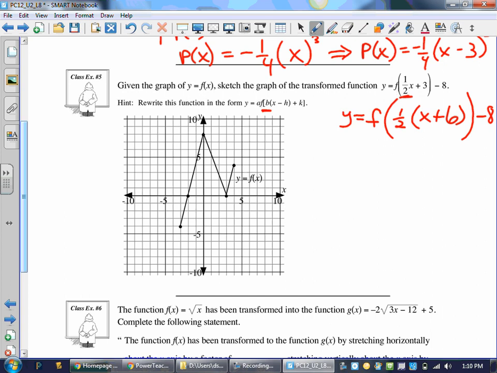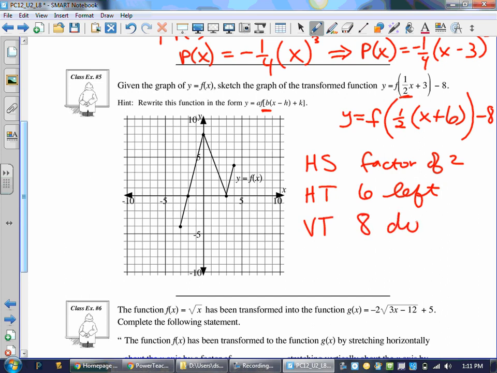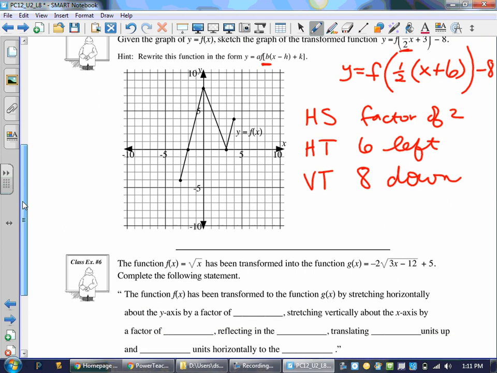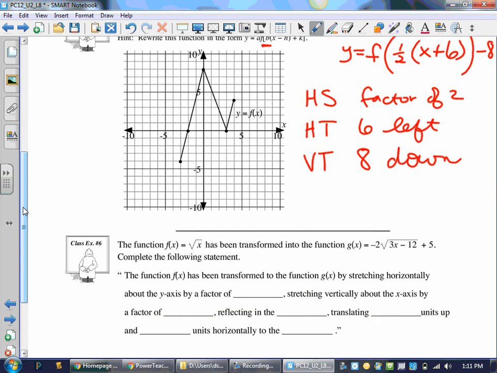Okay, so now we can do all these things to it. We can talk about what's happening. We have a horizontal stretch by a factor of 2, exactly. We have a horizontal translation, and we're going to go 6 units to the left. Correct? And then a vertical translation, 8 units down. So we can do the stretch first and then do the translations in one step. We can go 6 left and 8 down, so I'll use a different color.